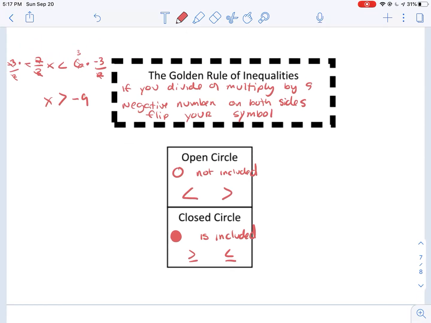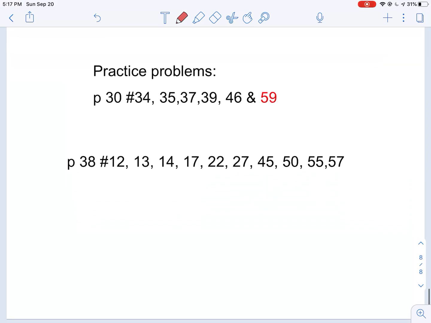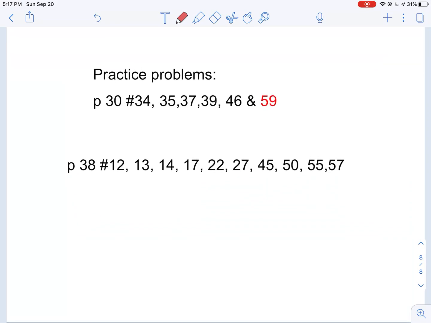Okay? So I'm going to ask that you attempt these practice problems. Number 59 is a challenge problem. Don't worry so much about that unless you're in my honor section. But the first set of questions are from 1-4, and the second set of questions are from 1-5.